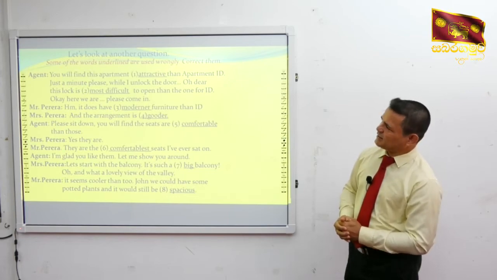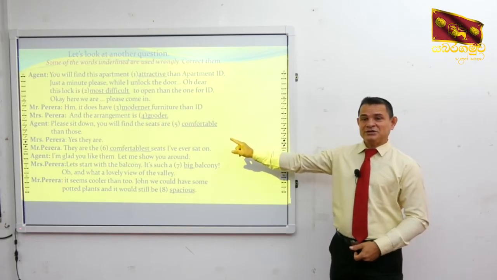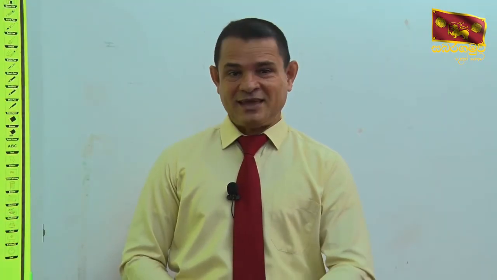There's a small dialogue. Agent says, you will find this apartment attractive than apartment ID. Just a minute please, while I unlock the door. Oh dear, this lock is most difficult to open than the one for ID. Now you see, when you read them, you can notice these adjectives, whether it is right or wrong. Just read them and see. There are certain places where the adjective is used in a wrong way. Can you try to correct them?